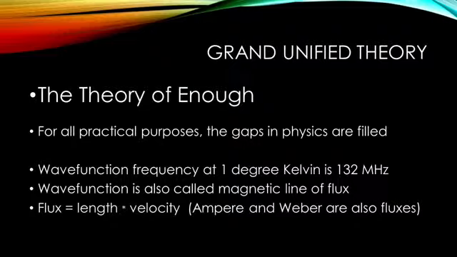standard model. I'll be talking about the frequency of the wave function and how that can be related to the photon frequency. At 1 degree Kelvin, it's 132 megahertz, but at higher temperatures, it can be faster. And the wave function is also called the magnetic line of flux. Now, flux is defined like the ampere or the Weber to be length times velocity, 3 dimensions, 2 space dimensions, and 1 time dimension.